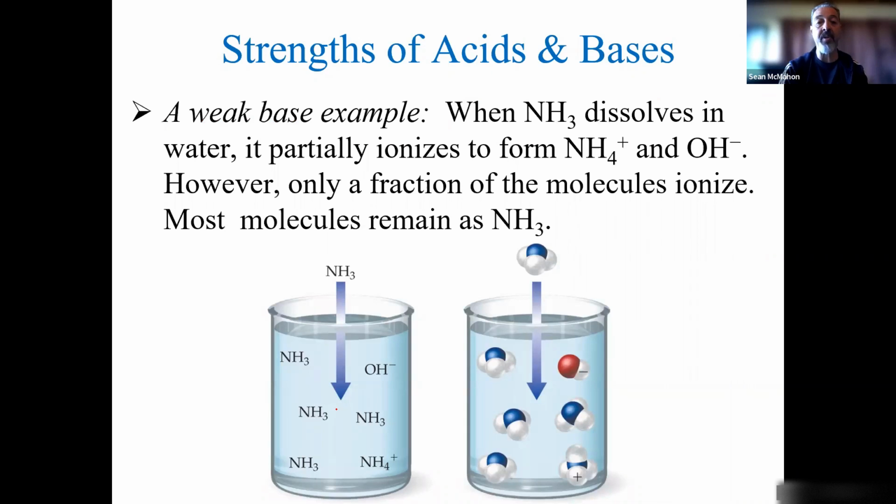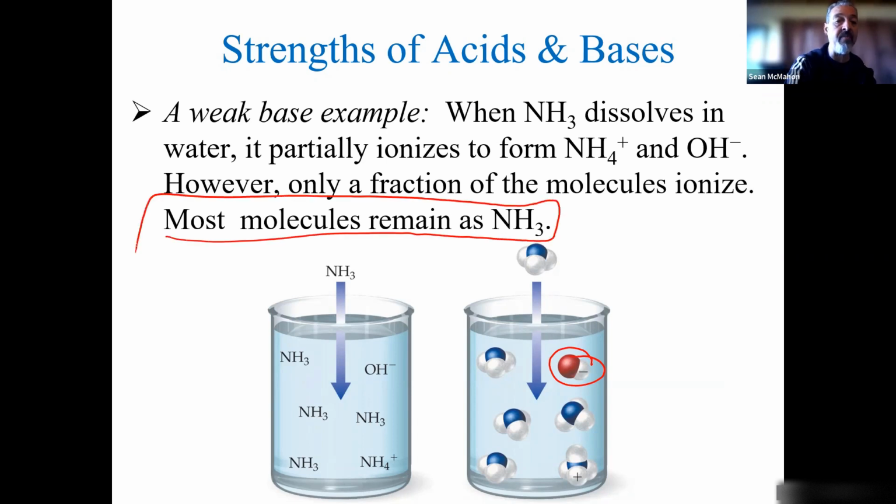So in that example with ammonia, we added ammonia. It reacts sometimes with water to produce ammonium and hydroxide. And I have a small concentration of hydroxide now, which means I'm a weak base. Most of what I have is the molecule of ammonia in water, and I don't have a lot of hydroxides. That's why it's an example of a weak base.